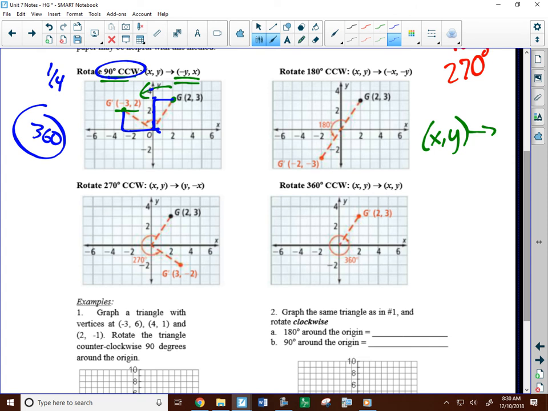So let's do the rest. So all of them are 2, 3. 180 degrees. This rule, 90 was over here, 180 is down here. This one, it just changes the signs. This is actually one of the most common rules here. This is a good one to know. This one might be easier to memorize. Negative x, negative y. Just changes the signs.